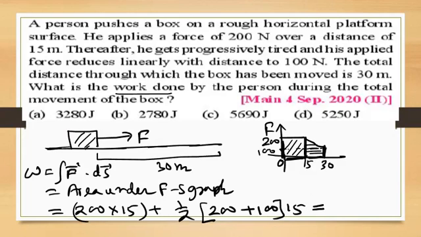So once you calculate all these things, you are going to get 5250 joule. So out of the four options, the D option is correct.